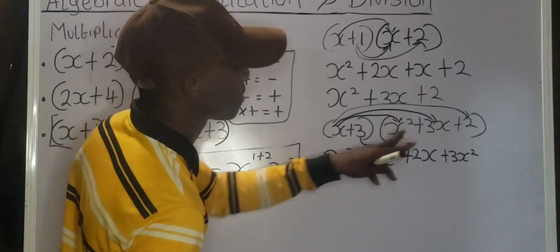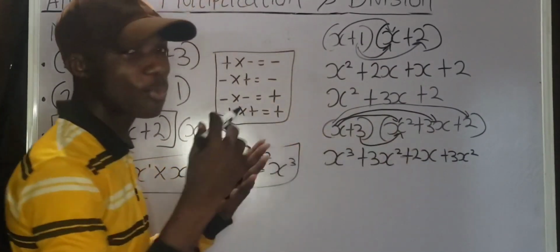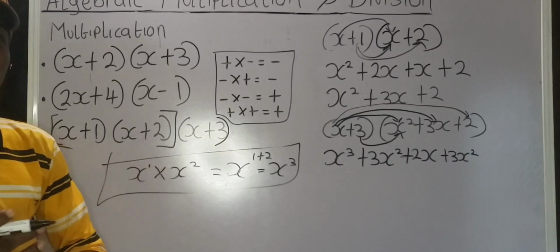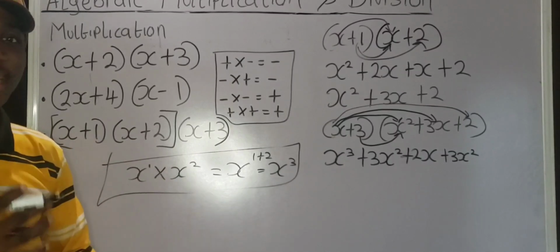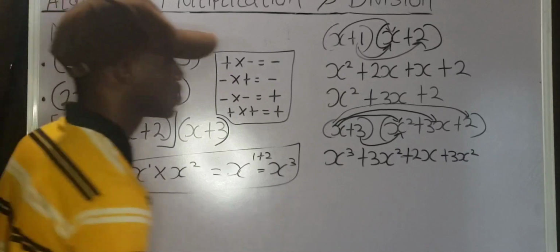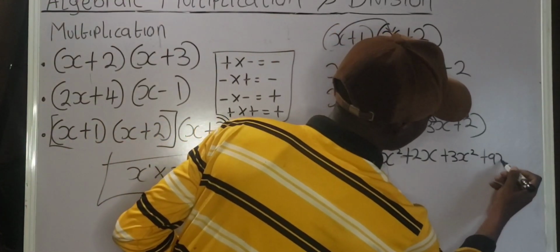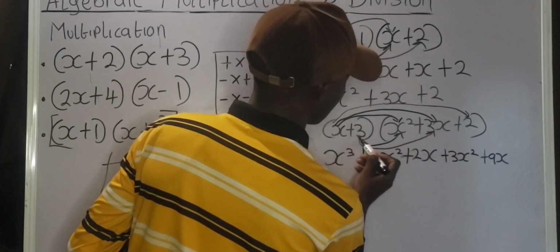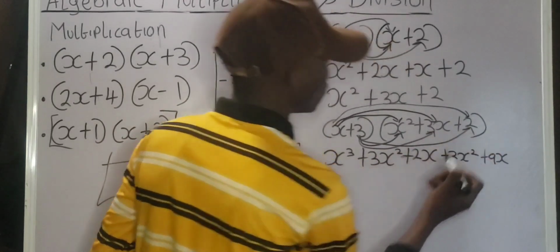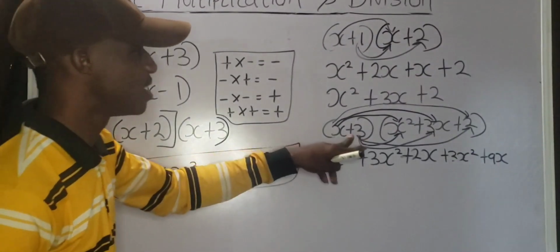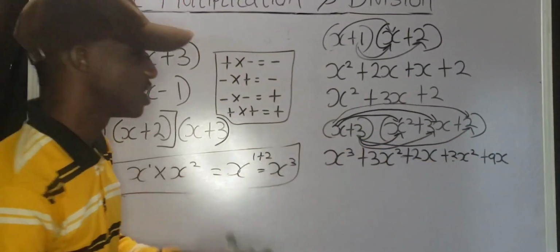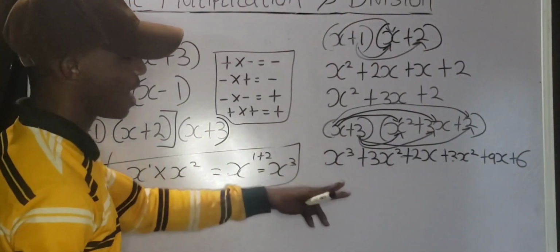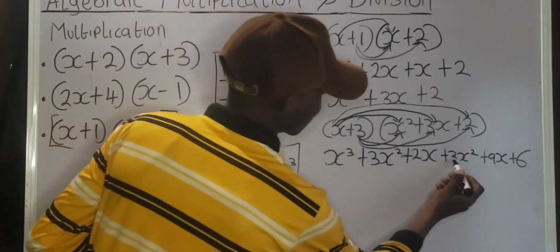Positive 3 multiplied by positive 3x, that is what? Positive 9x. Because 3 multiplied by 3 is what? 9. And 9 multiplied by x is what? 9x. You understand? So I'm going to have positive 9x. Then the next one is that this 3 is also going to multiply 2. So 3 multiplied by 2, that is what? 6. So plus 6.